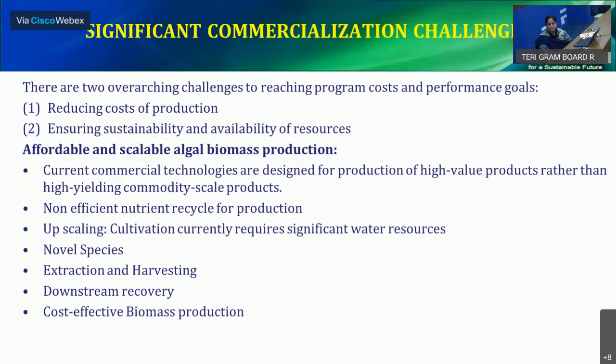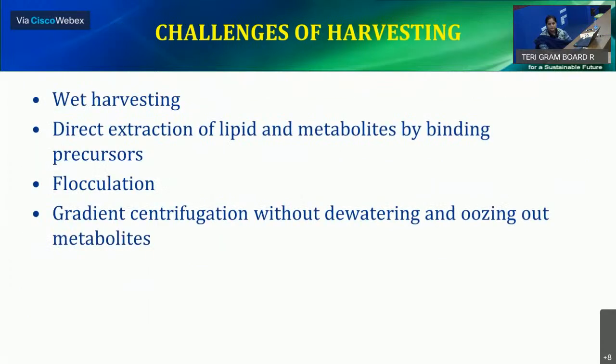And of course, the downstream processing is also a great challenge because harvesting is a major issue. There are many challenges in harvesting, but nowadays many reports suggest people are using wet harvesting, or extraction of lipids by binding precursors, and they are using flocculants. There are also reports suggesting gradient centrifugation without dewatering and leaching out the metabolites.